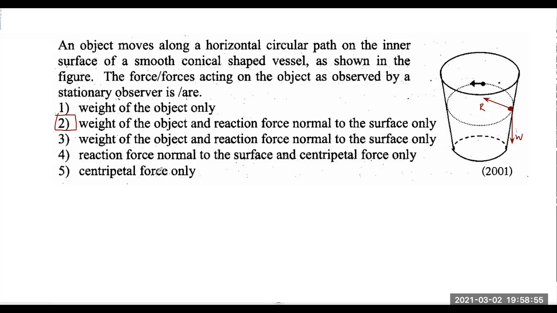Now, what is the centripetal force for this case? It is not an additional force. It is going to be the component of this R, the horizontal component of R. This is theta. Then R cos theta is going to be the centripetal force. So that is not an additional force. It is the component of the already existing regular forces. The answer for this is the second.